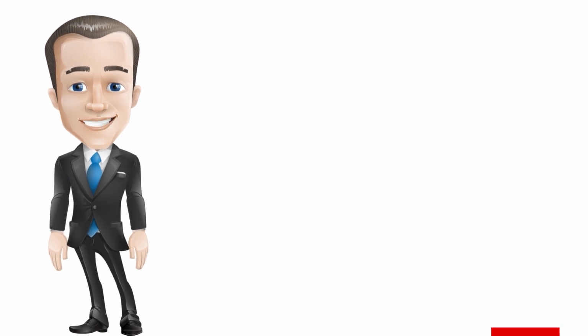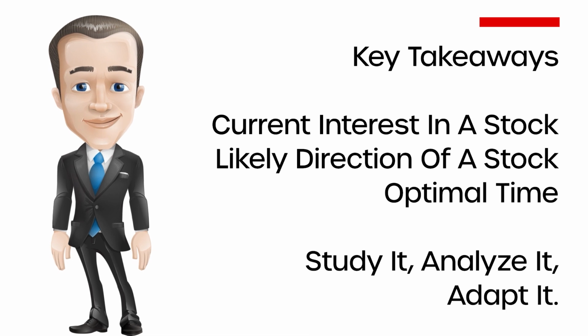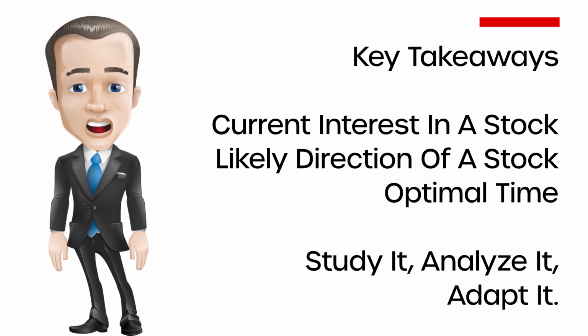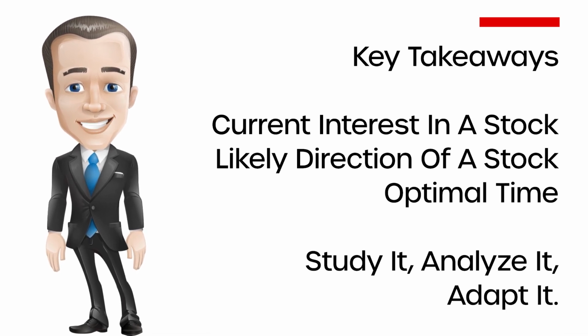Key takeaways. Depth of the market, DOM, is an indicator of the current interest in a stock or other asset. It can be read as a signal of the likely direction of a stock's price. It is used to judge the optimal time to buy or sell an asset. So for the indicator, depth of the market, the DOM, study it, analyze it, adapt it.